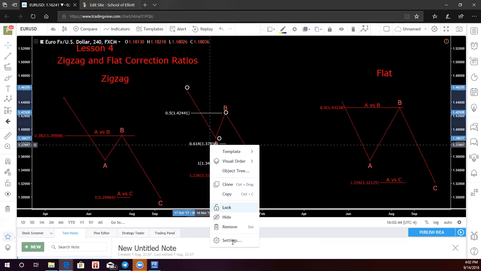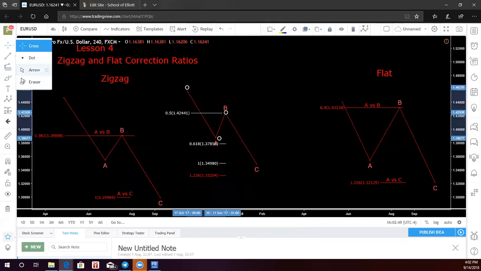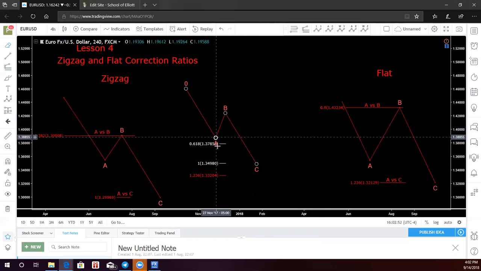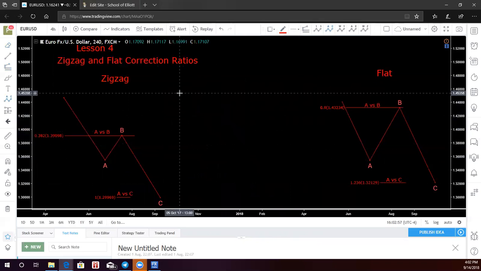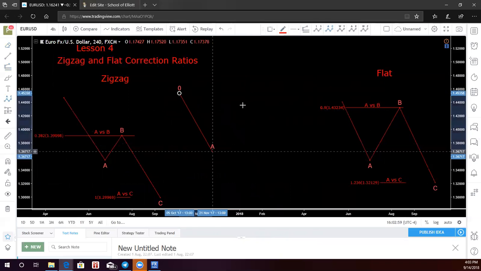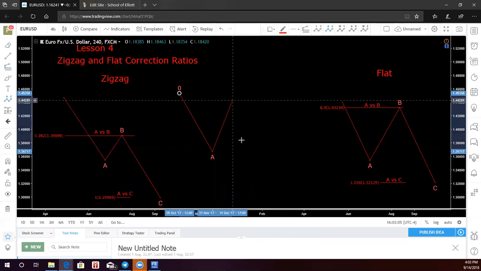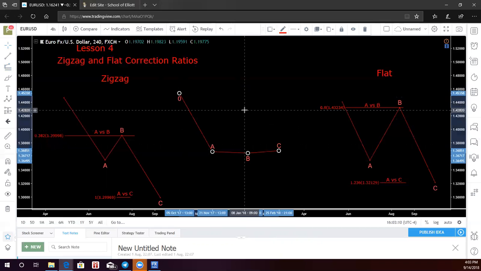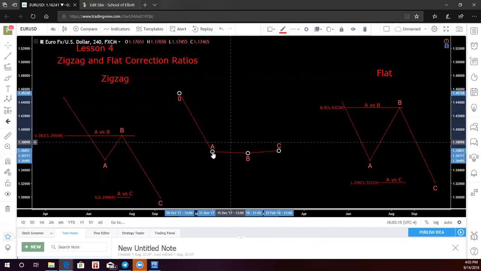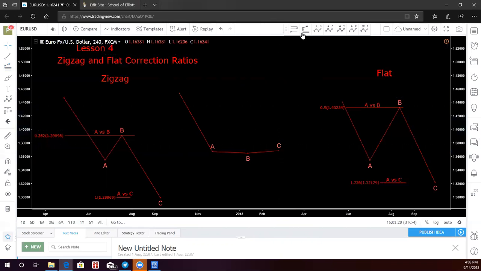Now moving on to flats. We are going to erase all this. With a flat correction, it's going to be a little different, but mainly the same thing. Again, it's going to come after an impulse wave. You'll have an A coming down. It will be a three-wave structure. Remember how we talked about that last lesson? A will be a three-wave structure down following an impulse. B, again, will be another three-wave structure. Where will B end? That is the question.